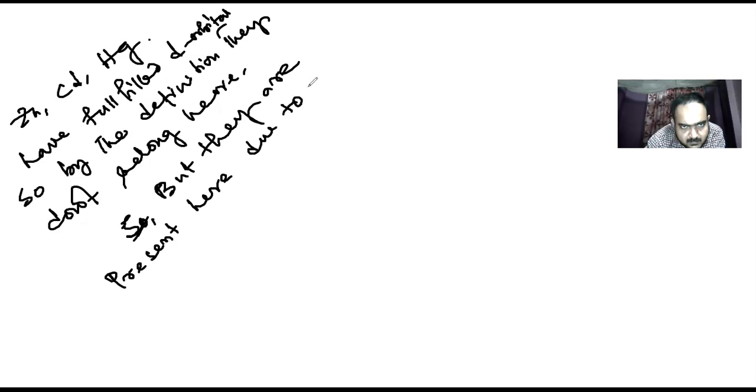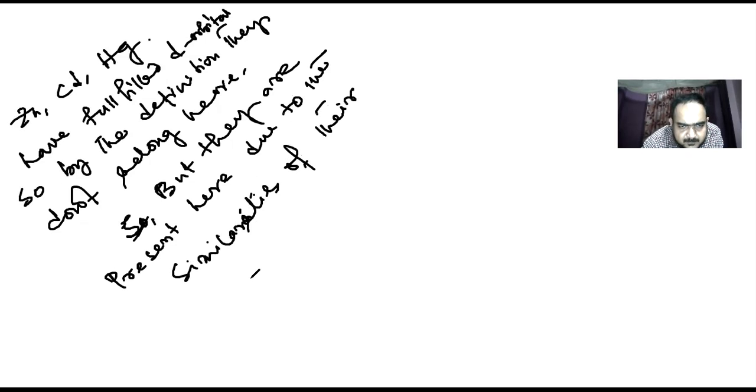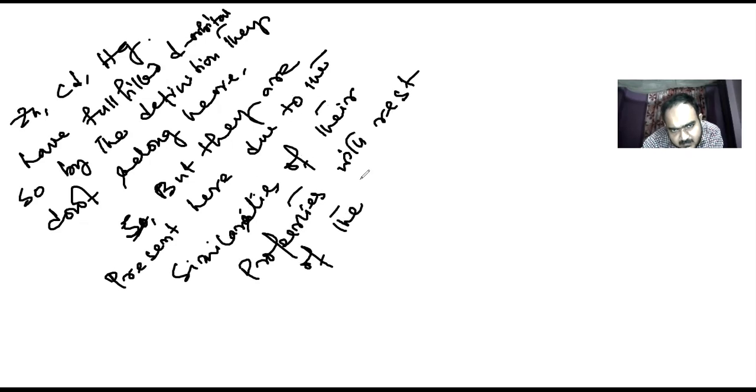They are present here due to the similarities of their properties with the rest of the transition elements. So zinc, cadmium, mercury do not belong here. They are present here due to the charge balance. But my target is that we have to discuss all the properties. It is just an introduction.